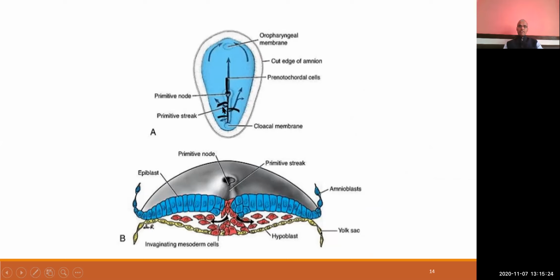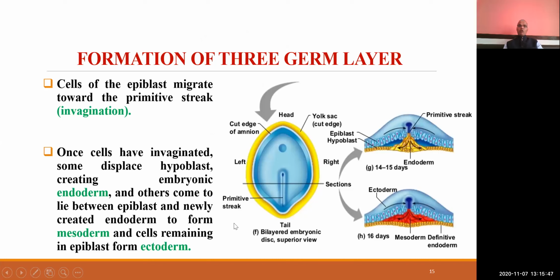This is the primitive streak, primitive node. This is the epiblast layer. From the epiblast layer, the epiblast cells migrate and form the mesoderm. This is the hypoblast layer, which migrates and forms the mesoderm layer. So this is the formation of the three germ layers.